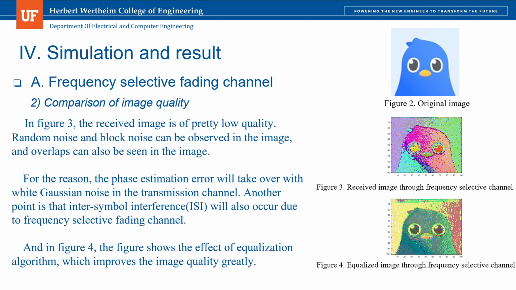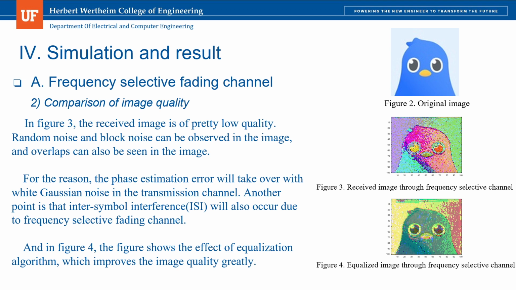And second, we need to do the comparison of image quality. In figure 3, the received image is of pretty low quality. Random noise and block noise can be observed in the image, and the overlaps can also be seen in the image. For the reason, the phase estimation error will take effect together with white Gaussian noise in the transmission channel.